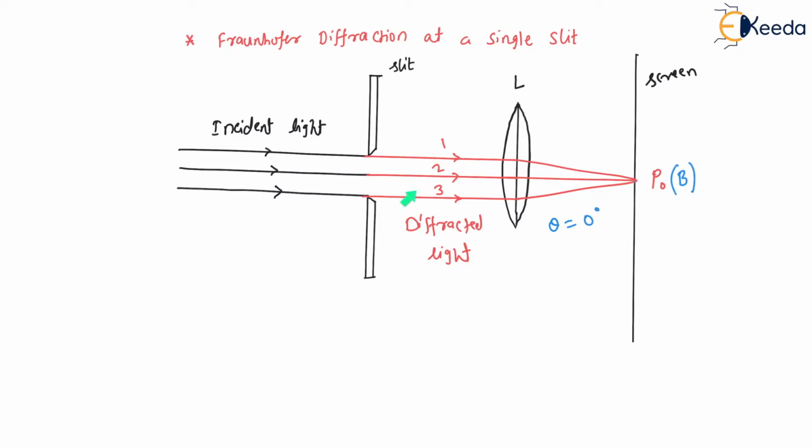This diffracted light will hit the lens, and then this biconvex lens will concentrate all these light rays at a single point, that is point P naught. And no doubt the phase difference or path difference is zero. So here at P naught we will get a central maxima, or the brightest point. So now this is for the rays which have initial phase 0.